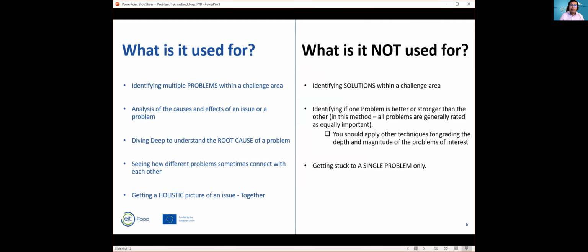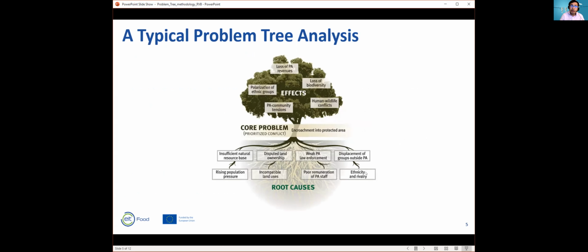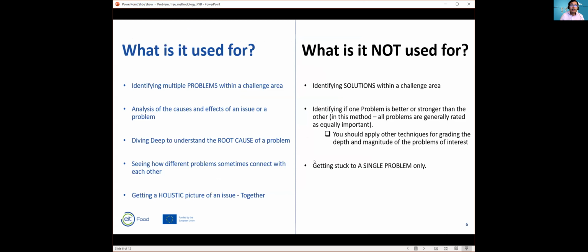And then you can apply different techniques to grade the depth and the magnitude of the problems of interest, right? We can see what those techniques are a little later, but that's again something that you do later, not when you build the tree in the start.